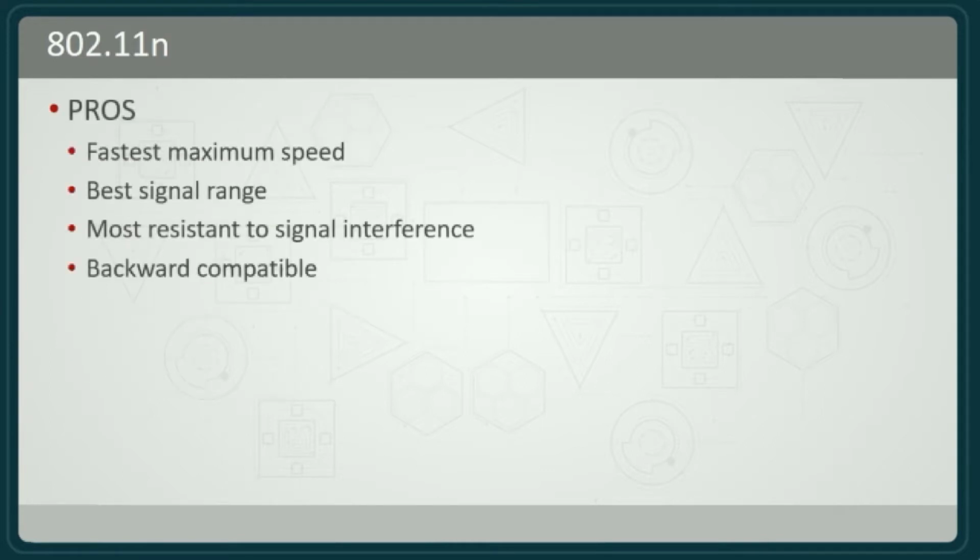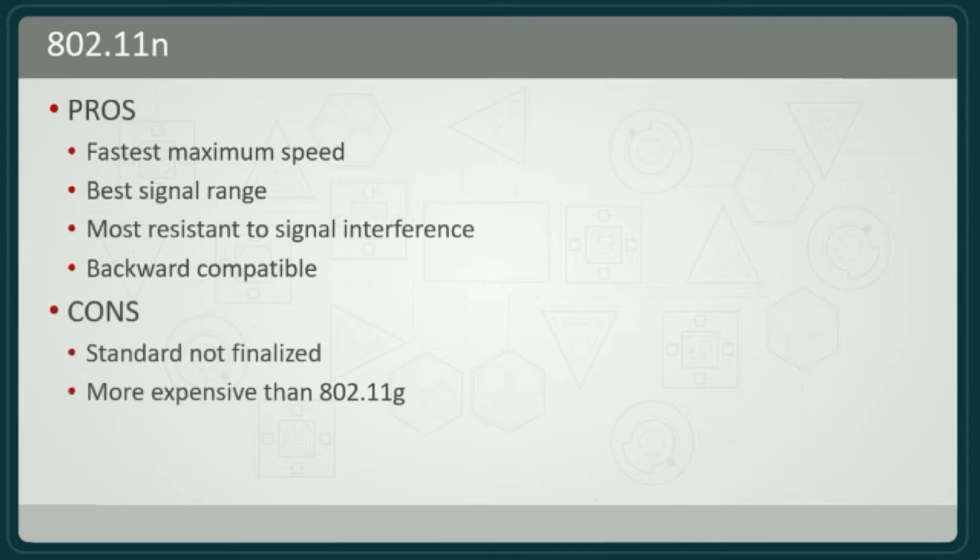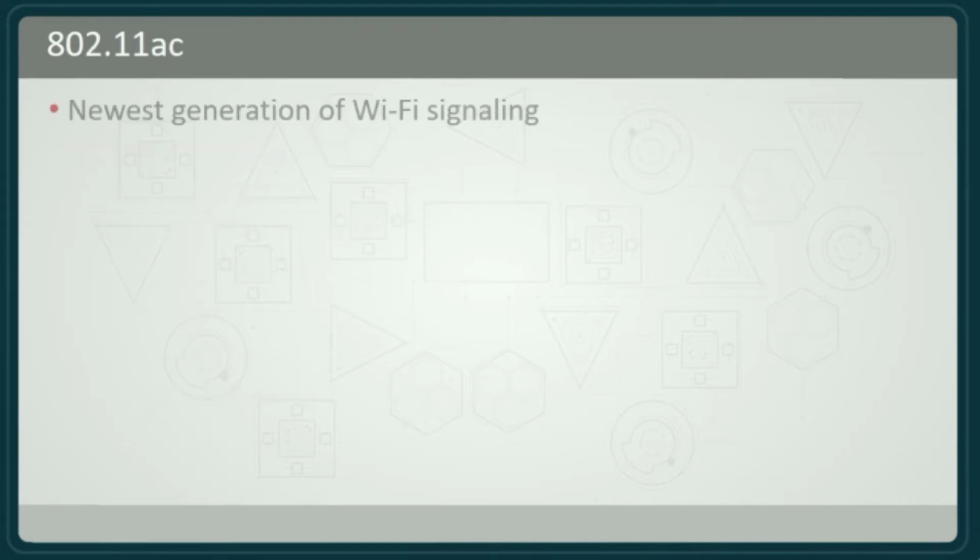So in terms of the pros, we now have the fastest maximum speed, 300 megabits per second, the best signal range, and the most resistant to signal interference, and it's still backward compatible. Cons, the standard is not yet finalized, so it may affect things moving forward, and again, it's more expensive than 802.11g.